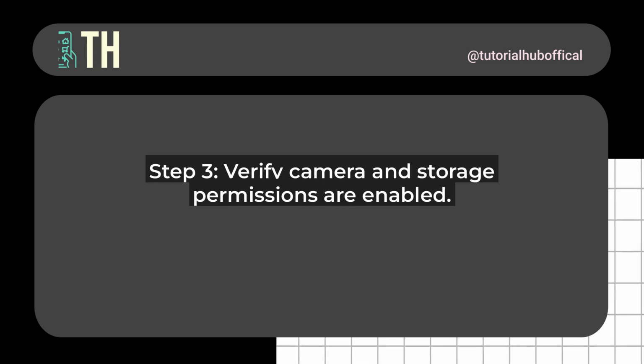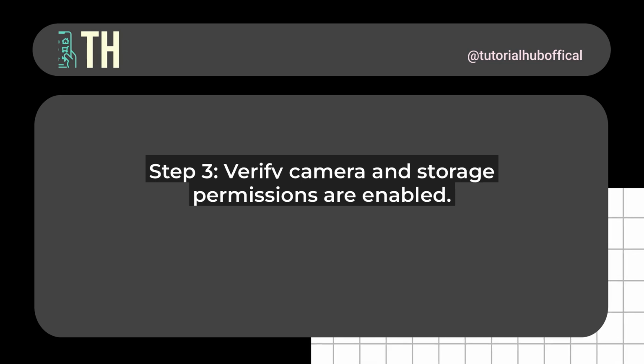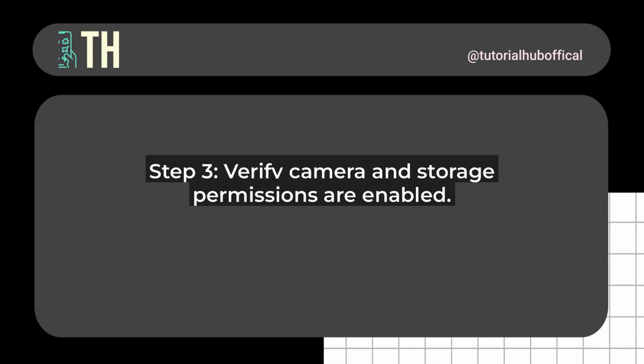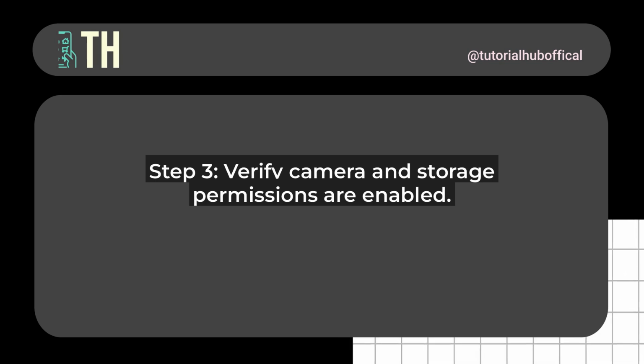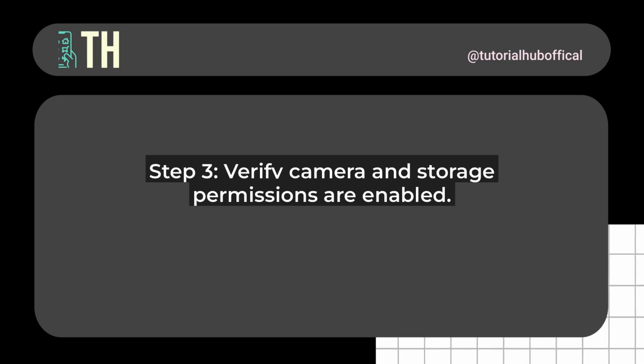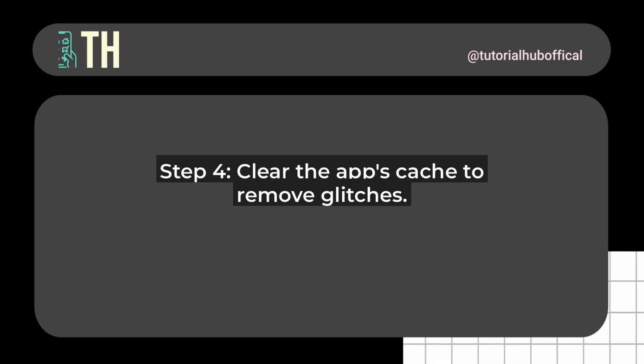Now, let's talk permissions. Apps like Messenger need access to your camera and storage to send photos. Go to your phone's settings, find the Messenger app in the App Permissions section, and ensure that camera and storage access are turned on. If they're not, enable them and try sending a photo again.